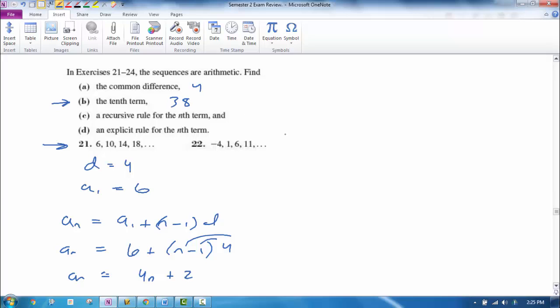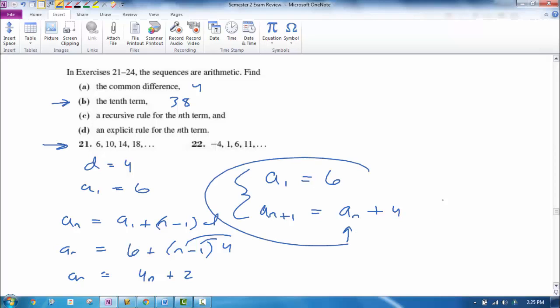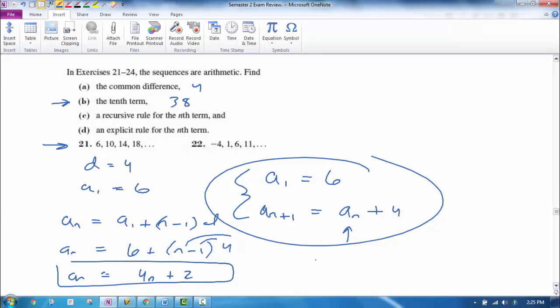And the next thing wants a recursive formula. A recursive formula starts off with our first term, which in this case is 6. And then it's saying what's happening to a sub n plus 1 in terms of a sub n. Well, what we're doing is we're taking a sub n, and each time we're adding 4 to it. So this basically means take a term, add 4, and you get the next term. There's different ways to write it, but that's how we would write the recursive formula. And the explicit rule for part D I already wrote, which is right here.